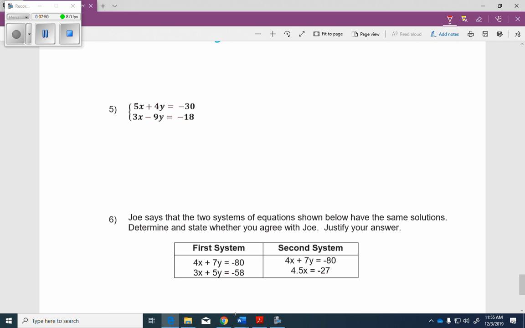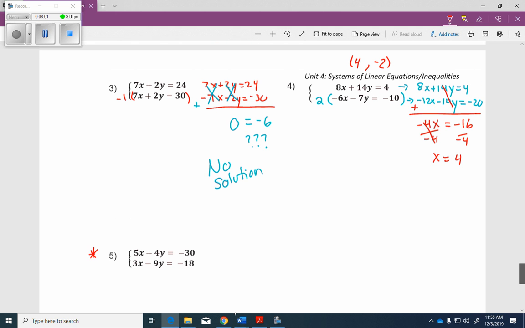Number 5 is the one that I really want to focus on. Everything's lined up, but I don't have opposites. And it's not as easy as number 4. I can't just multiply the bottom equation by something. There isn't a whole number that I can multiply 3 by that makes it the opposite of 5. And there isn't a whole number that I can multiply 9 by that makes it the opposite of a 4. So there are some times that we actually multiply both equations.